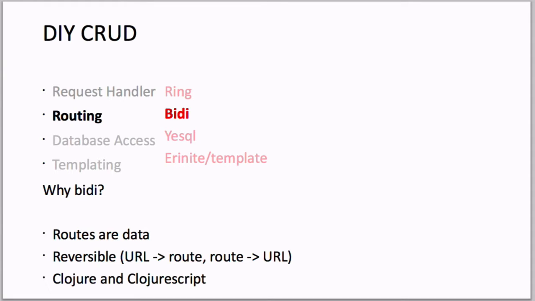Bidi is a routing library by Juxt. It's really cool because the routes are all pure data structures. It's not like the other common routing libraries out there like Compojure. They make heavy use of functions and macros, but the routes in Bidi are all just data structures, so you can store them somewhere, you can pull them from a database if you really wanted, or you can compose them really easily. They're also reversible, so you can turn a URL into a route or a handler, but you can go the other way around as well.